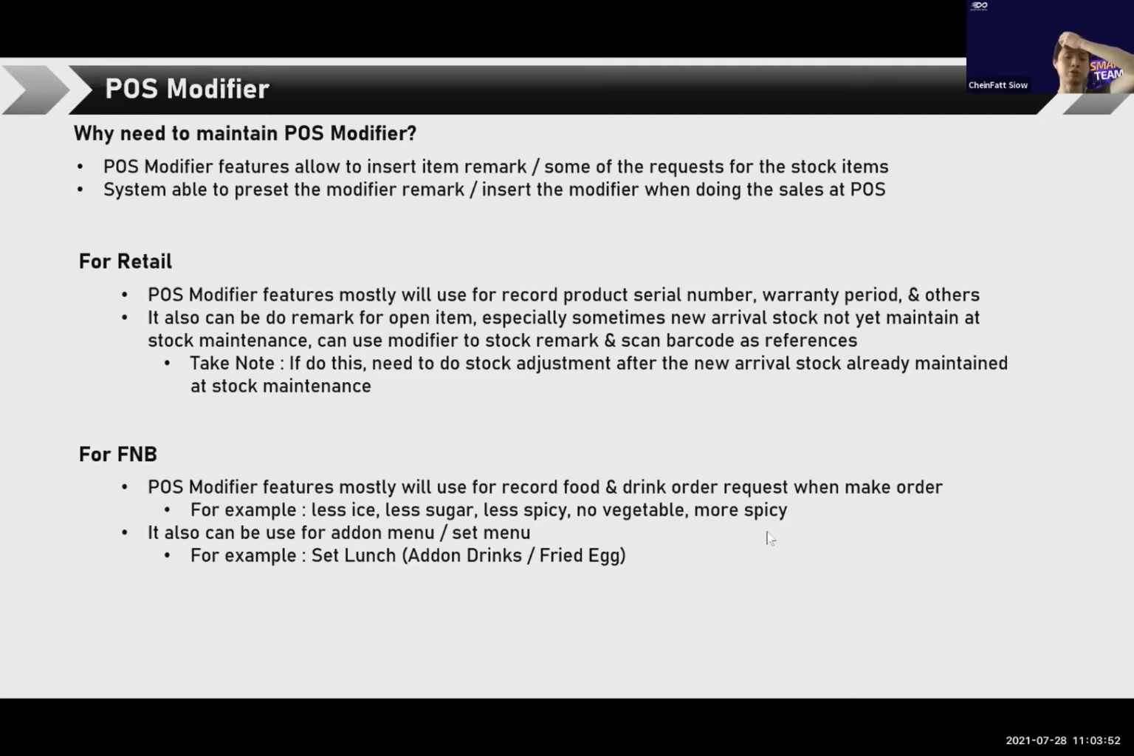That means if let's say your customer purchases the item, and you want to put some remark for the item there, then you can. For retail, the POS modifier feature is mostly used to record the product serial number or batch number or warranty period. If you haven't purchased our serial number module, you can put the remark there. Sometimes it can also be used for remarks on an open item, because some users have a practice where the new item has already been delivered by their supplier to the shop, but the new item is not yet keyed into the system, and a customer already sees the item at the shop and wants to buy it, but how to buy it, since the item is not yet keyed into the system.